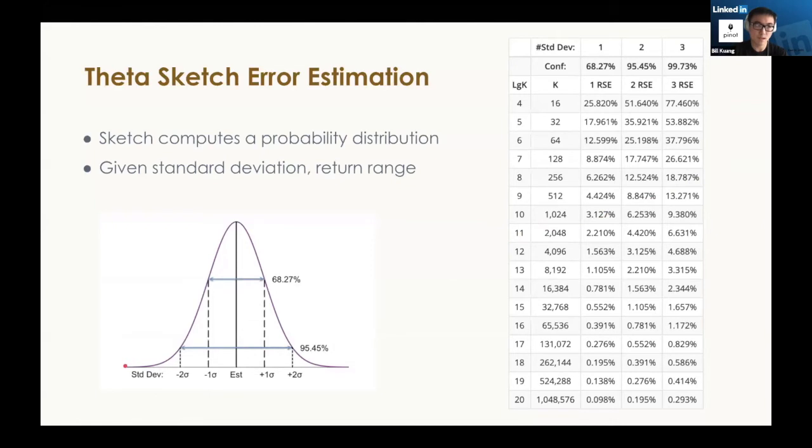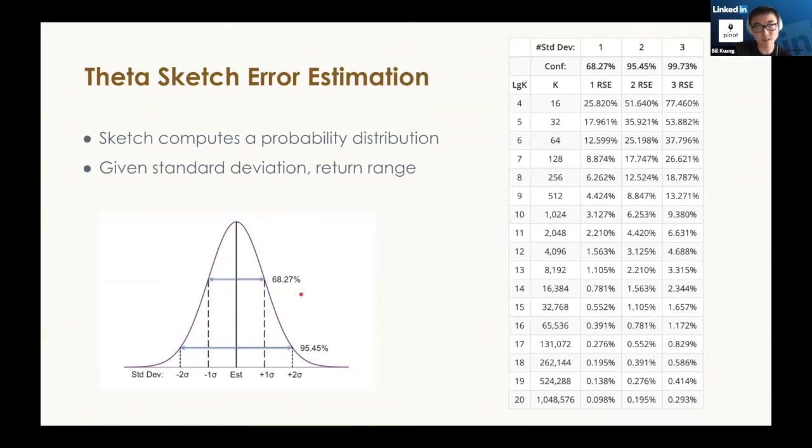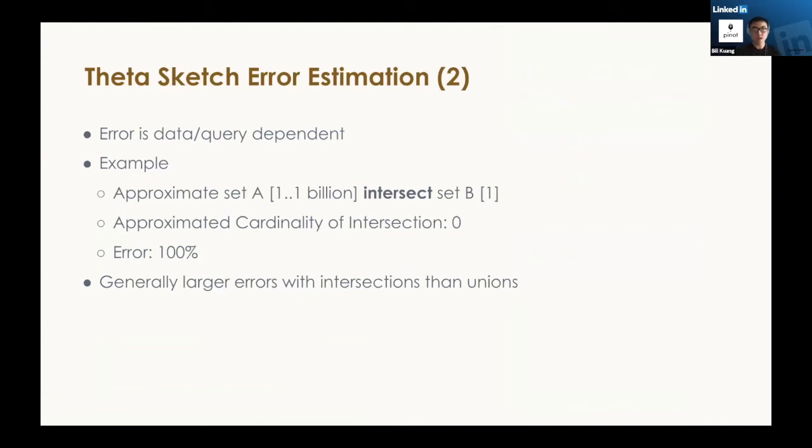And the good thing about Theta Sketch is that the API supports you to query a range, right? So you can ask the Theta Sketch API, hey, if I want a 95% confidence interval, what would be the range of the approximation? And the API will give you 2 numbers saying, hey, it's between 100 and 300, for example. And realistically, it won't be as perfect of a bell curve as this, but you get the idea. Cool.